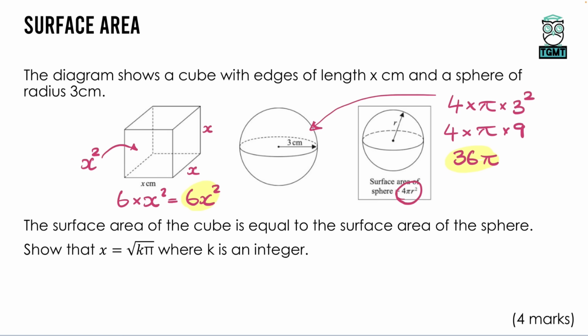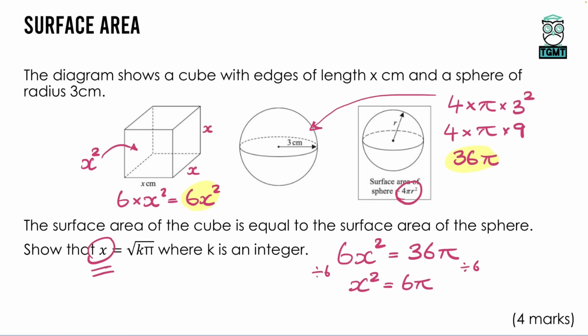So it now tells us that both of them are equal to one another, so we can set them equal to one another. We can say that 6x squared is equal to 36 pi. And we want it to say x equals. So to make it x equals, we're going to want to divide by 6, which would get rid of the 6 in front of the x squared. We'll have x squared is equal to 6 pi when we divide by 6.